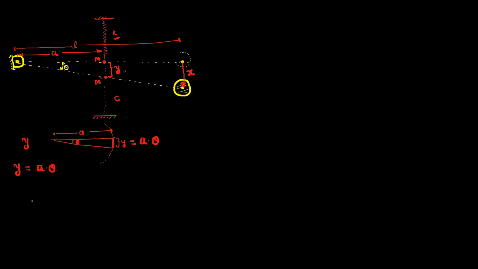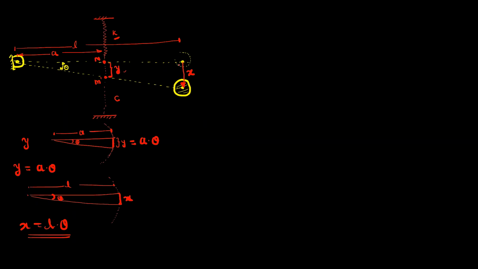Similarly, for x, the total length is L and this is the linear displacement x. Again, we can consider this as part of the circle, and this is the displacement x. So we can write x is equal to L into theta.